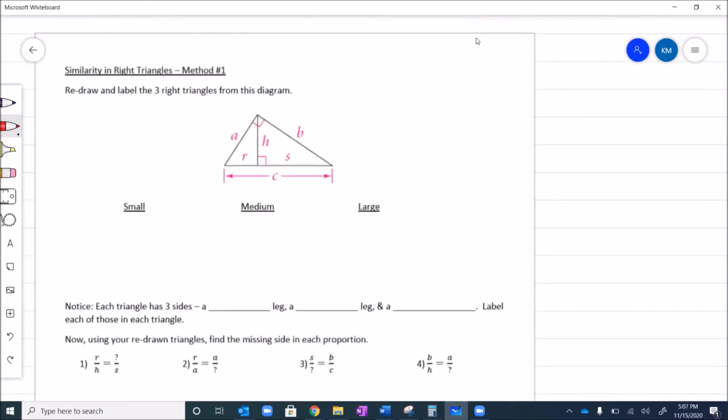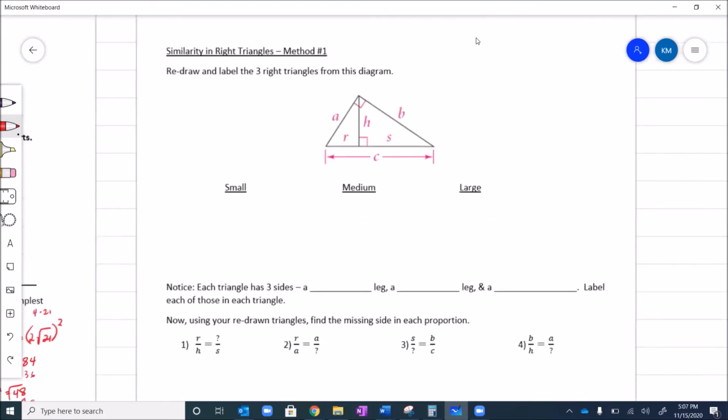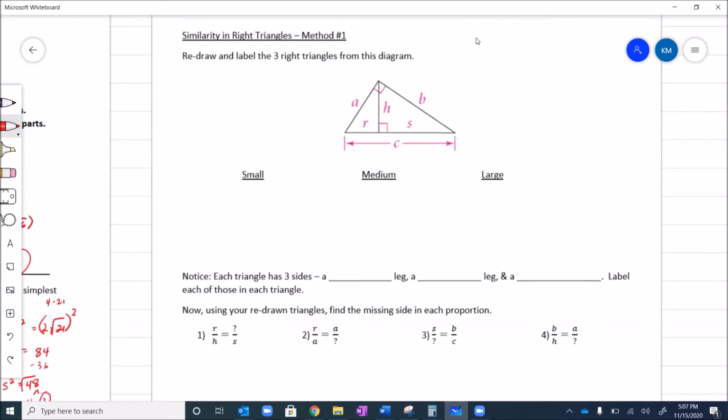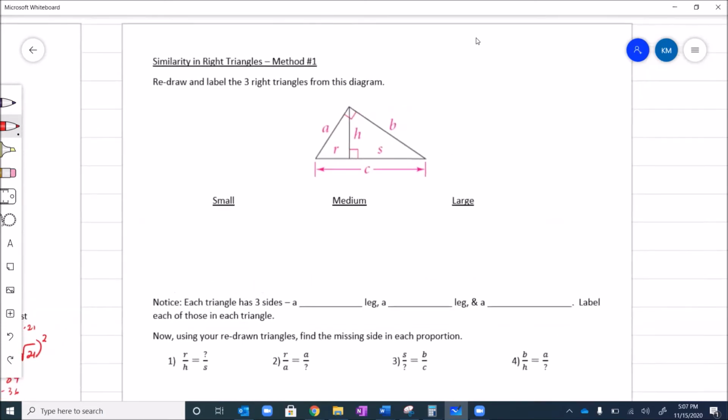All right, now here's the important part. I know that everything's important, but here's what we're trying to build up to. Finding the similarity in right triangles. There are a couple methods that we'll talk about, but here is the first method. And this method is called redraw and label.